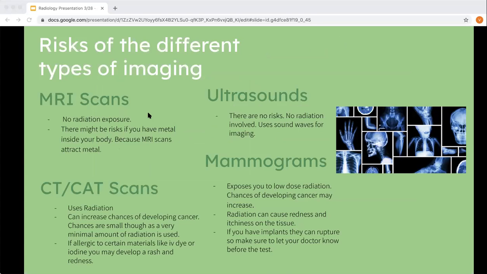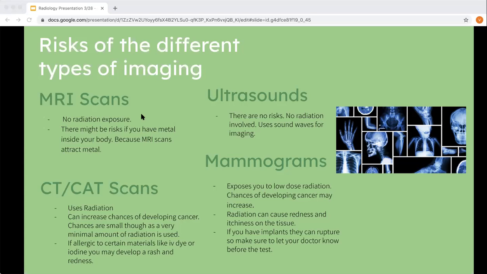Hi, now let's talk about the risks of different types of imaging. First up, we have MRI scans. As you have learned today, MRI scans use magnetic and radio waves to picture the tissues and the internal organs. So that means there's no radiation involved, so it's pretty safe. One risk might be if there's metal inside your body. For example, if you have metal artificial joints or a metal pacemaker, this can interfere with the imaging and probably cause some damage. Similar to MRIs, ultrasounds do not involve any radiation, and they also use sound waves to create the image. Ultrasounds are very safe, and there are typically no risks involved.